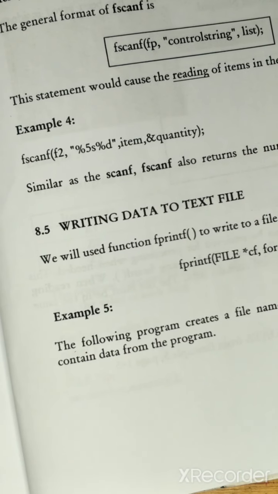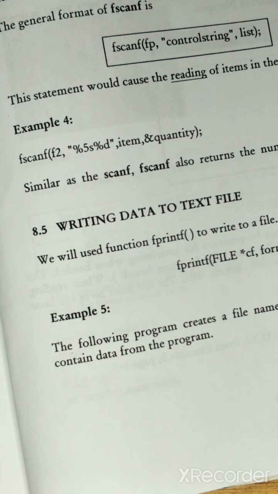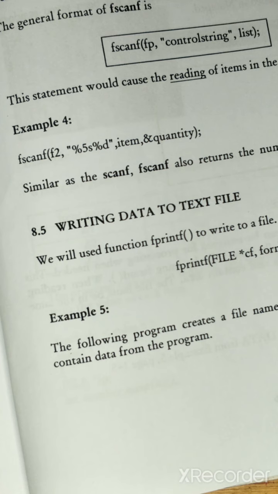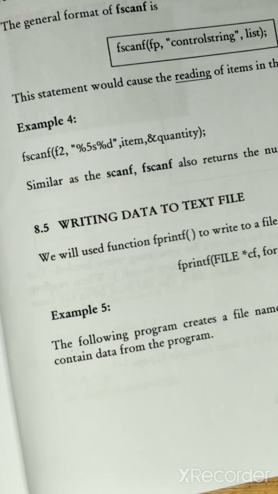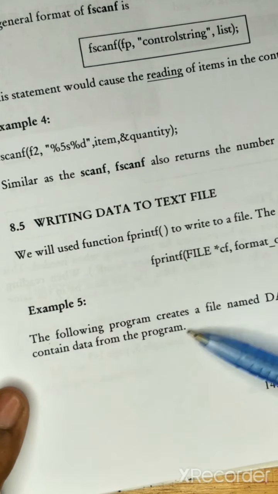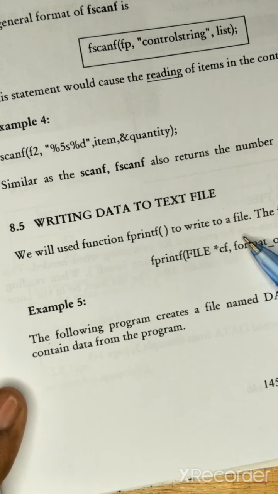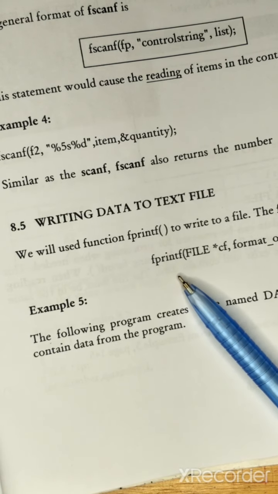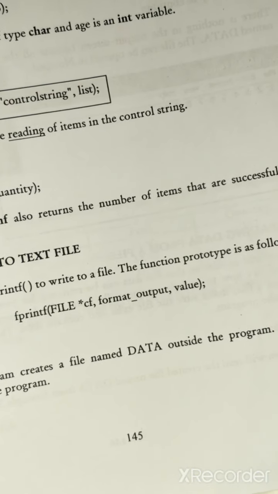So in this video, which I think is the last video, we will look at how to write data to a text file, and also how to write a character as well as read a character. To write data to a text file, we use fprintf. This is the format given here.